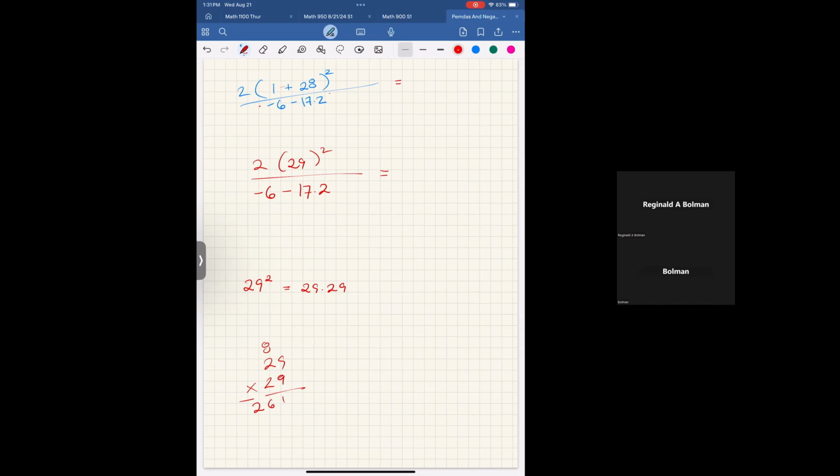Okay. When you're satisfied with your answer, you can move to the next line. We'll give ourselves a 0. 2 times 9 gives me 18. Drop the 8, carry the 1. 2 times 2 is 4. 4 plus 1 gives you 5.